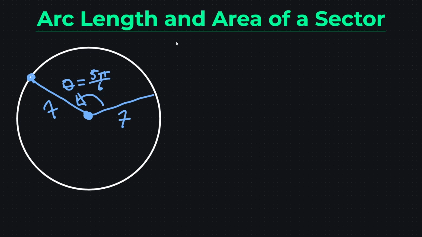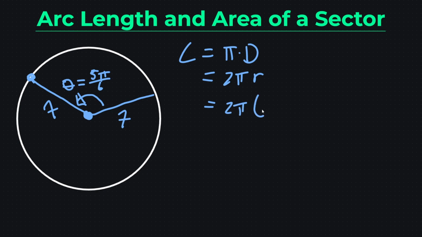So first we're going to find the arc length. And to do so, we begin by considering the circumference. The circumference of this whole circle would be pi times the diameter, which is the same as 2 pi r, which in our case is equal to 2 times pi times 7. This is going to give us a 14 pi. Once again, this is not our answer for the arc length. We're then going to take that 14 pi and multiply it by the fraction of the circle we care about.